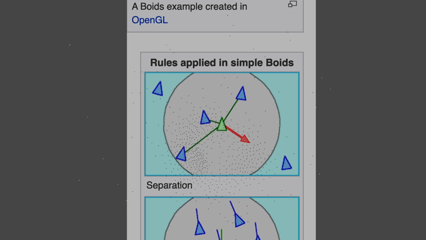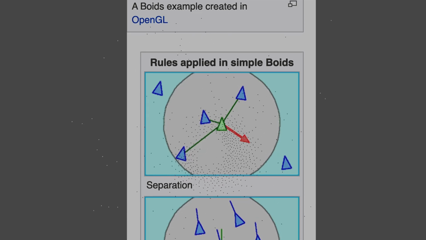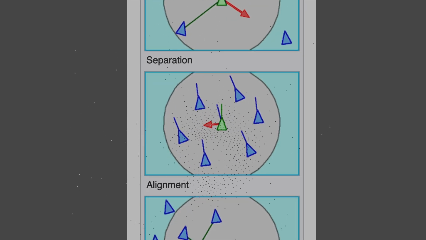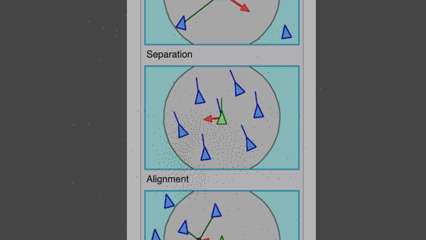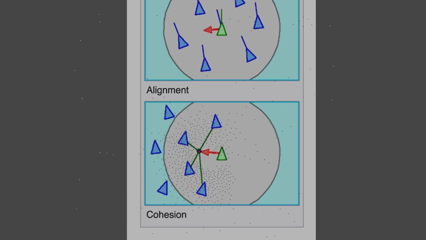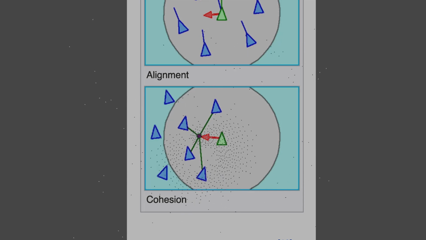And like the other examples, it's based on three very simple rules. The first rule is that they try to avoid other boids. They try to look away from them. The second rule is that they try to align with them, to look in the same direction. And the third one is that they try to be in the center of all the birds in their neighborhood that are close to them.